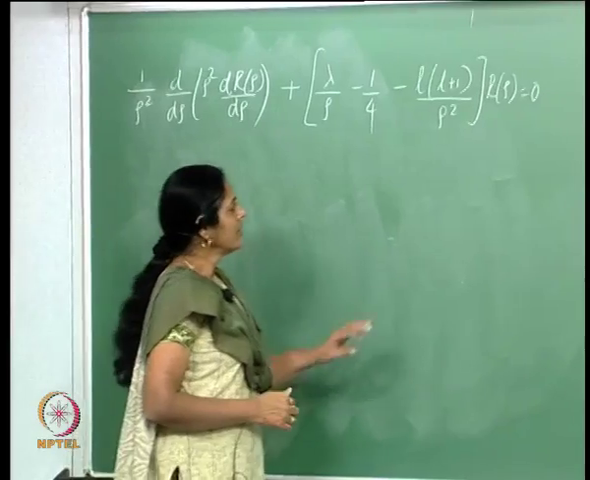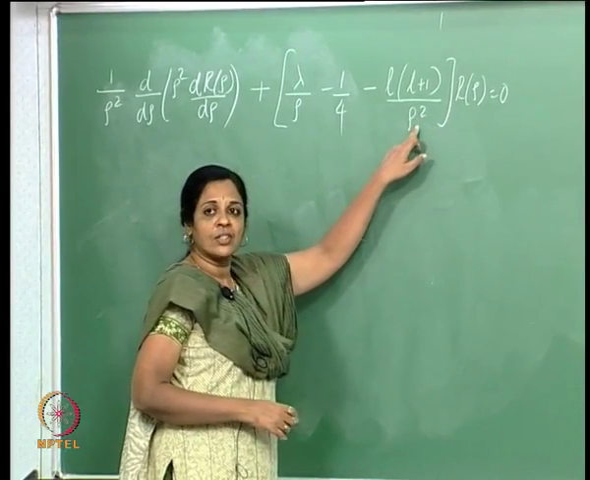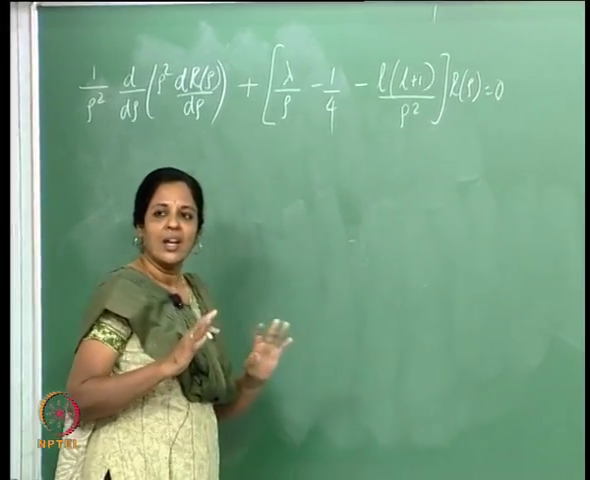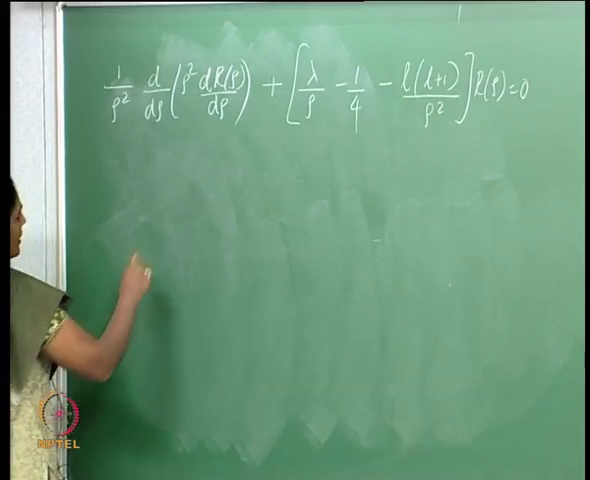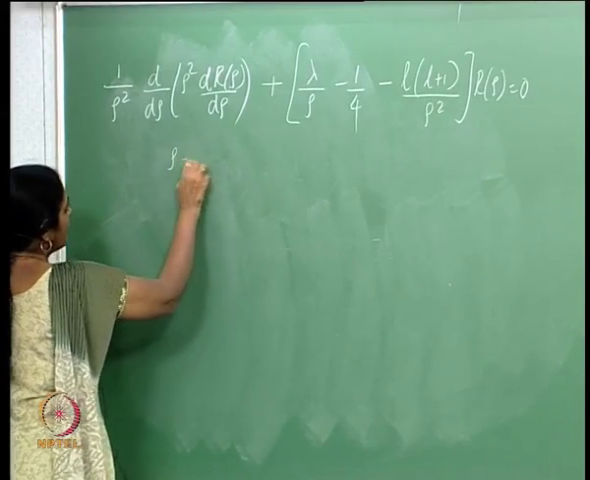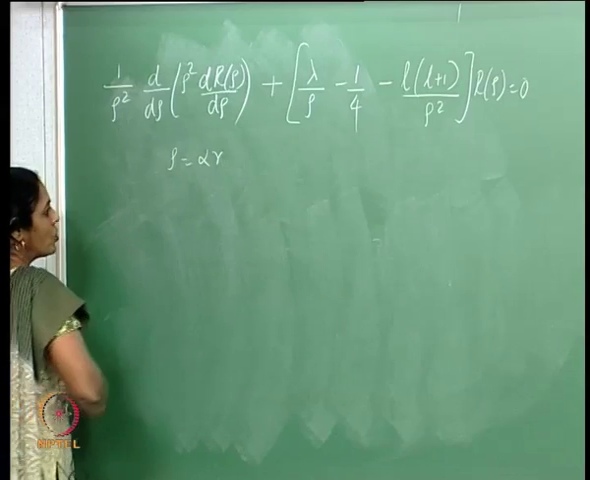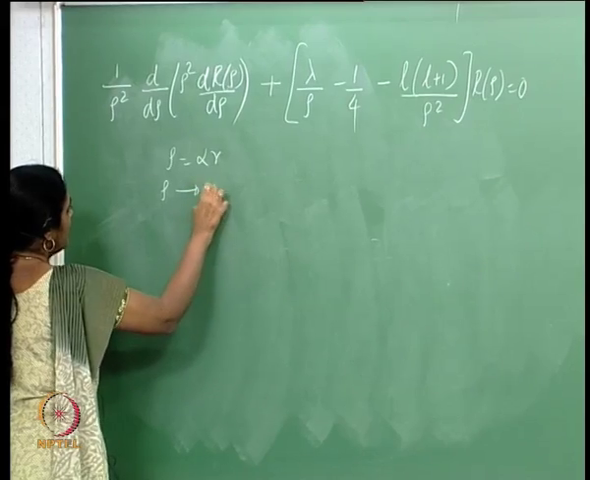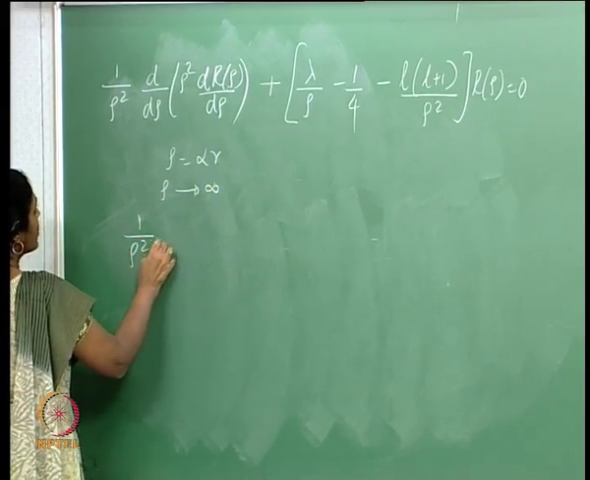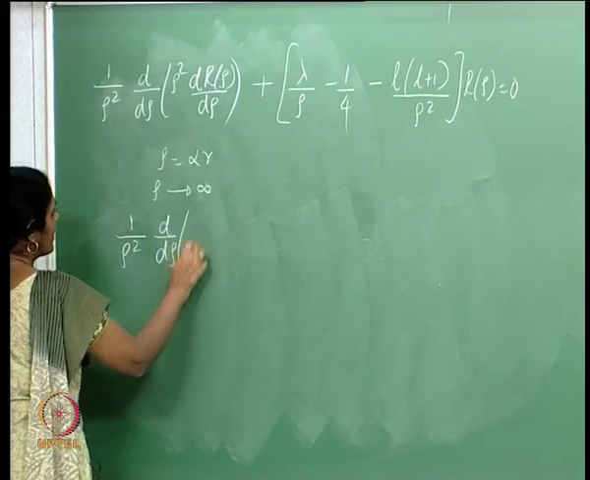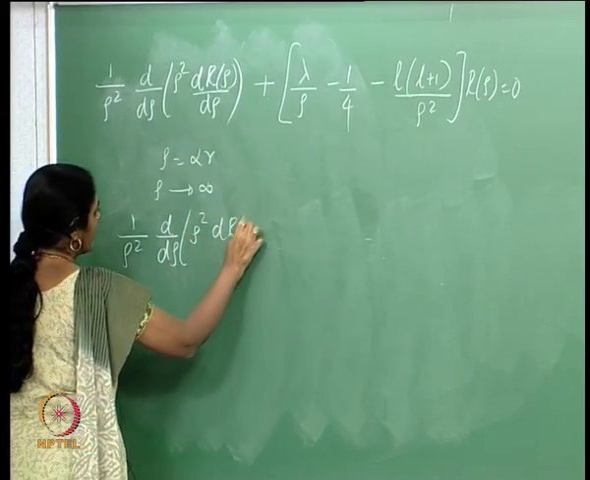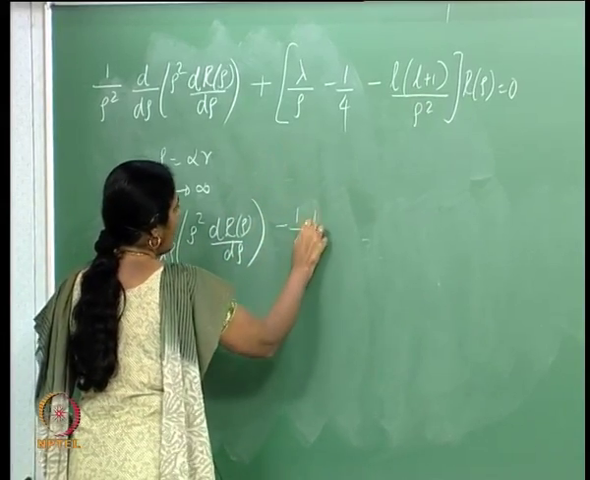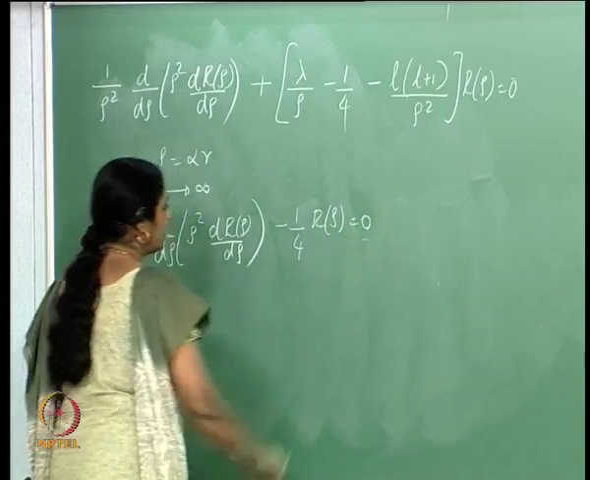As always, this is in terms of the dimensionless object rho, and as always I'd like to look at the asymptotic form and see if it is well behaved. So let's see what happens for large rho. Recall that rho is alpha r, and rho therefore goes from 0 to infinity. Now for large rho, what survives in this equation is this: 1 by rho squared d by d rho of rho squared dR of rho by d rho minus quarter R of rho equals 0.